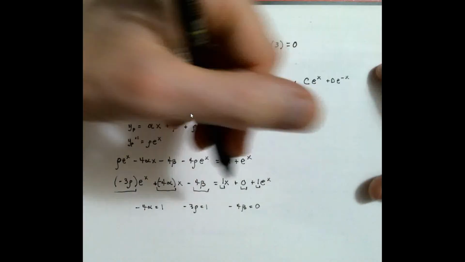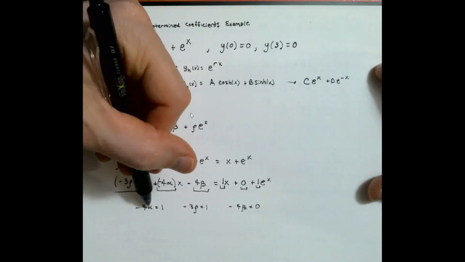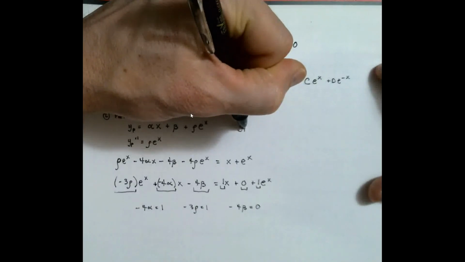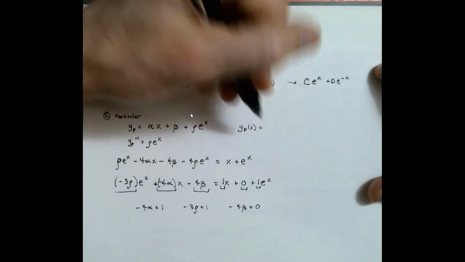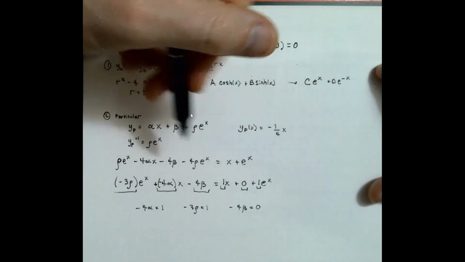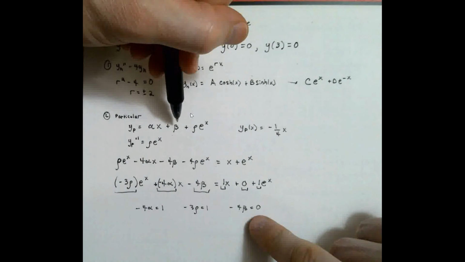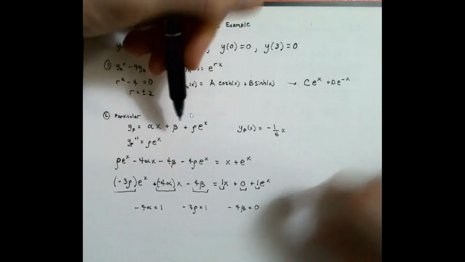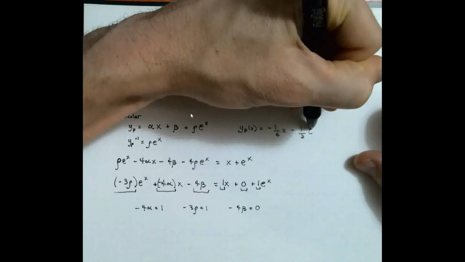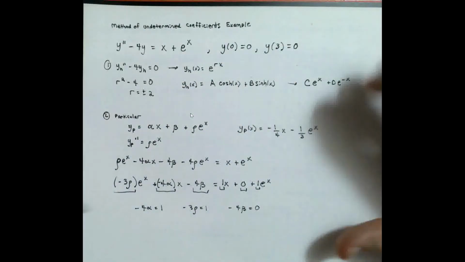So we do see that alpha equals minus 1/4. So our particular solution, I'm going to write it back up here. Alpha has to be minus 1/4 times x. We do see that beta is equal to 0 to satisfy that equation. And we see that rho has to be minus 1/3. And that's our particular solution.